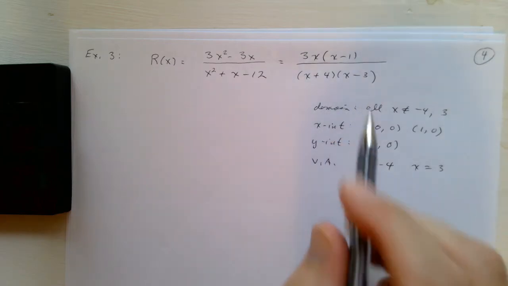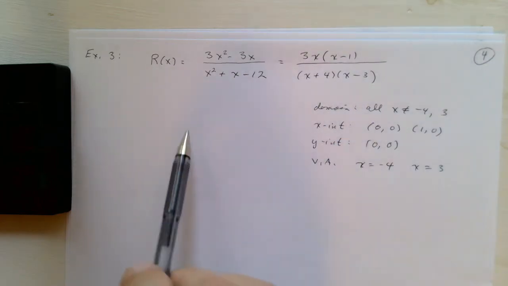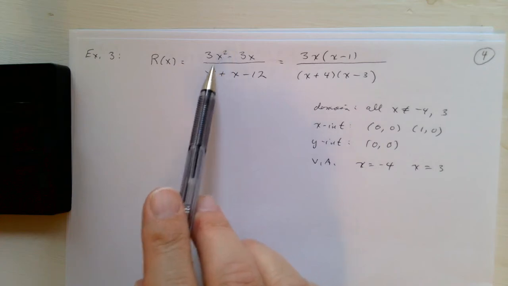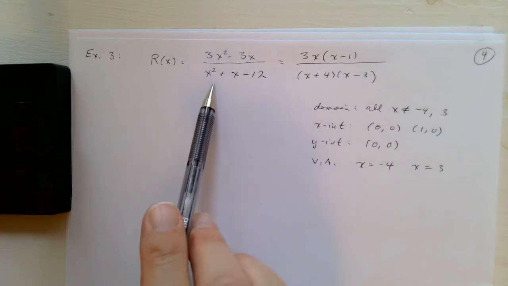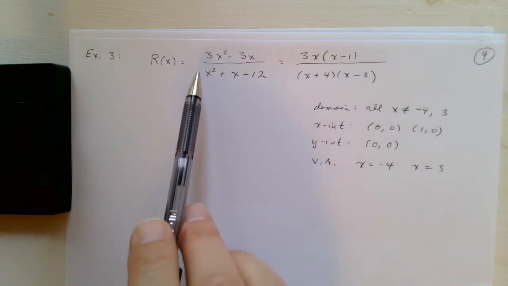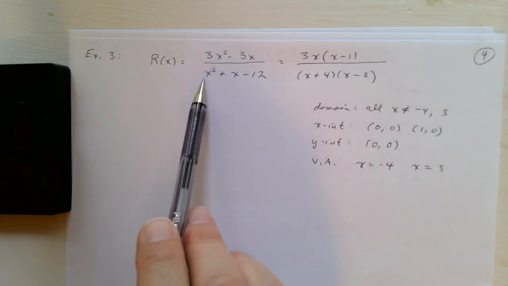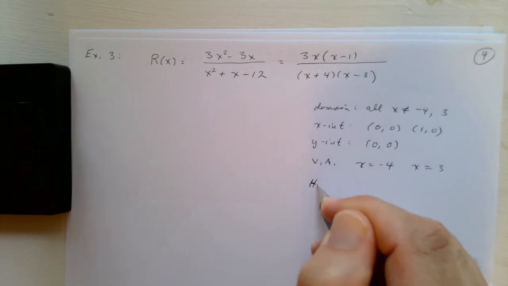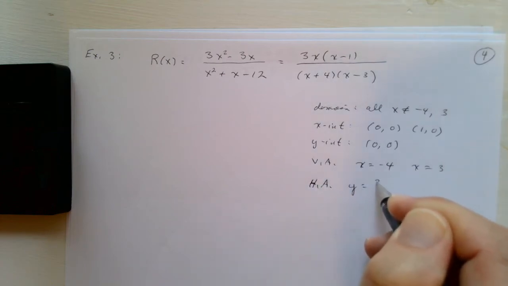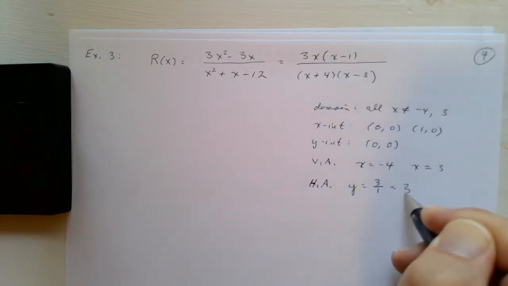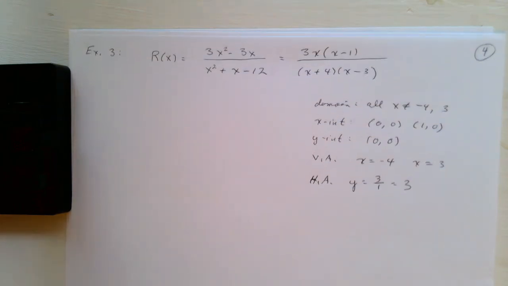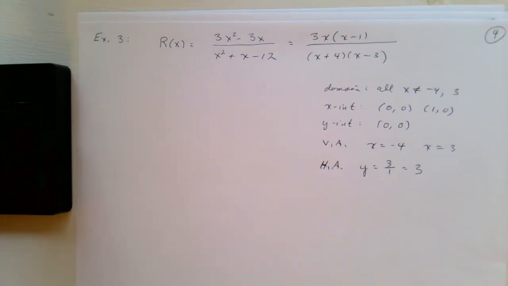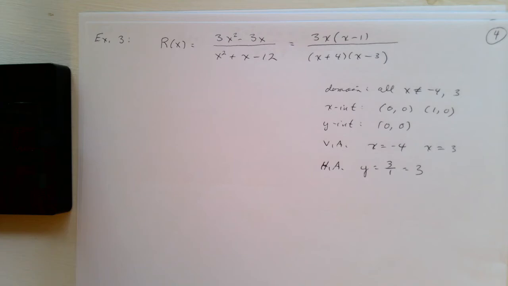Do we have a horizontal asymptote? Yes, we do. The degree of the top is 2, the degree of the bottom is 2, so they're equal. The leading coefficients are 3 and 1, and 3 divided by 1 is 3. So the horizontal asymptote is y equals 3.